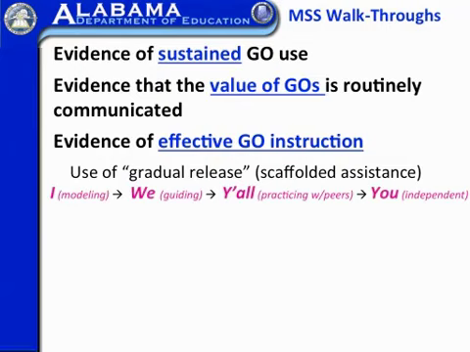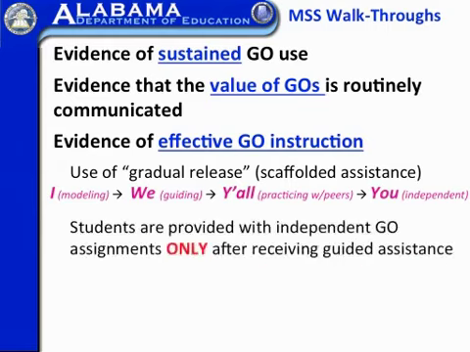The opposite of that is just giving them a black line master of a graphic organizer as an assignment, telling them to go do it without providing any real instruction on how to use it and things of that nature. Okay. So the key point here is that students are provided the independent graphic organizer assignments only after this guided assistance has been provided.